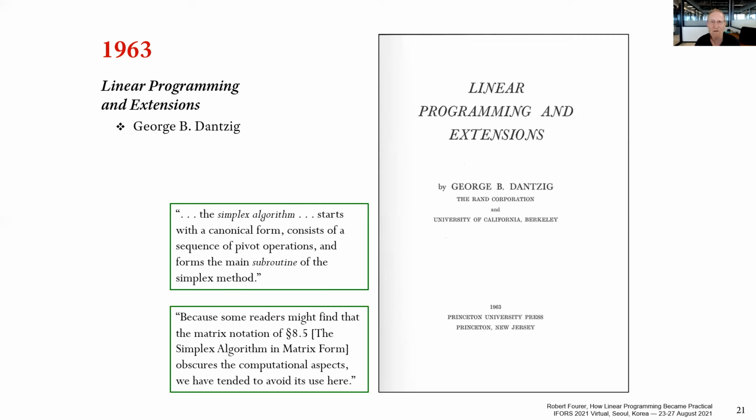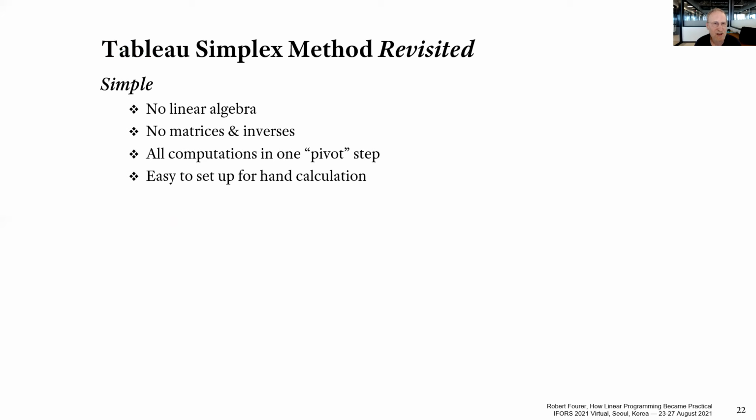Now, why would anyone favor the Tableau method when it was impractical then and it remained impractical every year since? Well, let's look at it again. The thing about the Tableau method is that it's really simple. There's no linear algebra, matrices or inverses. It's basically just a table, and all the computations are essentially in one pivot step. I mean, there are a few other things you need to do at each iteration, picking a row and picking a column, but all the computing is actually done in this one thing that can be done mechanically very easily.